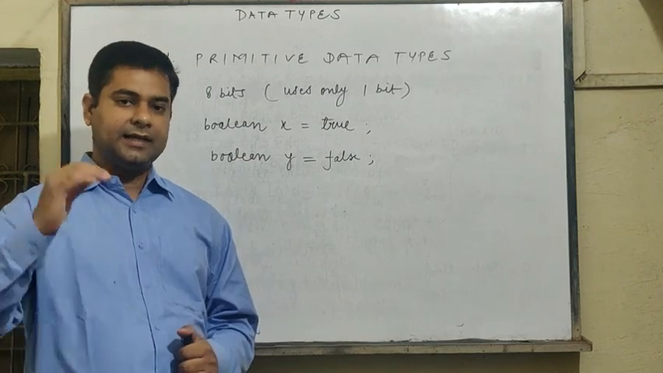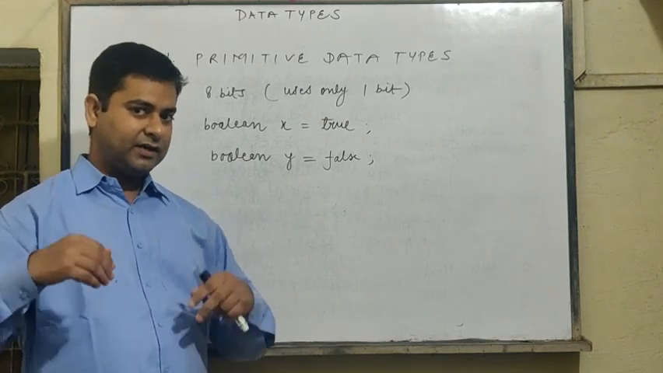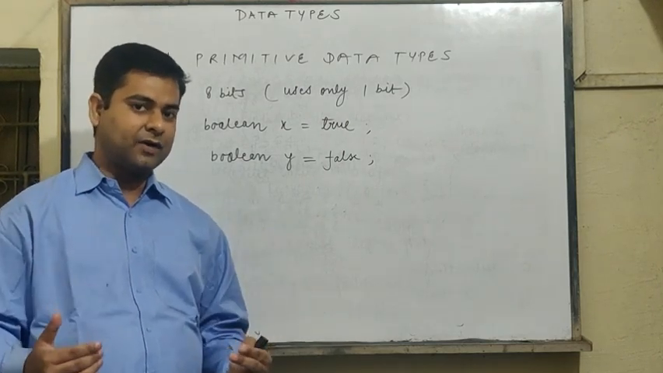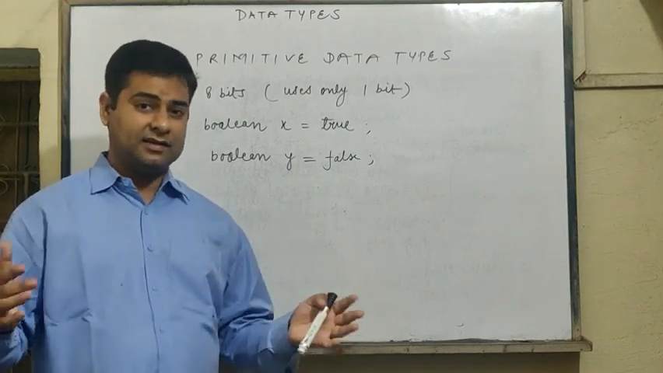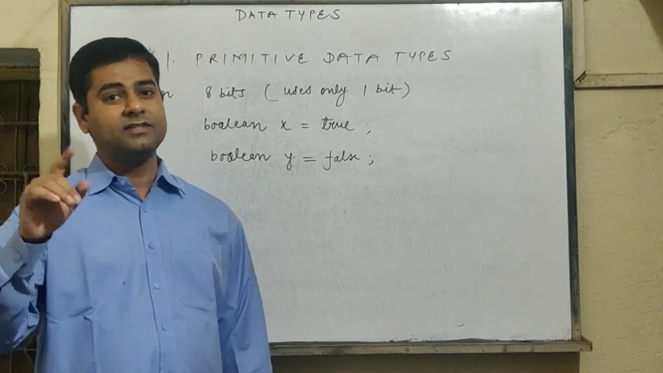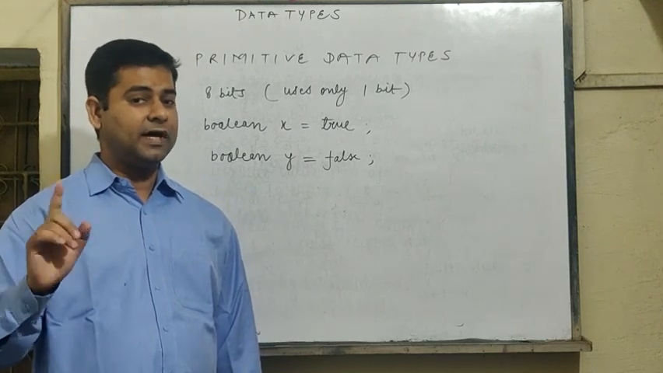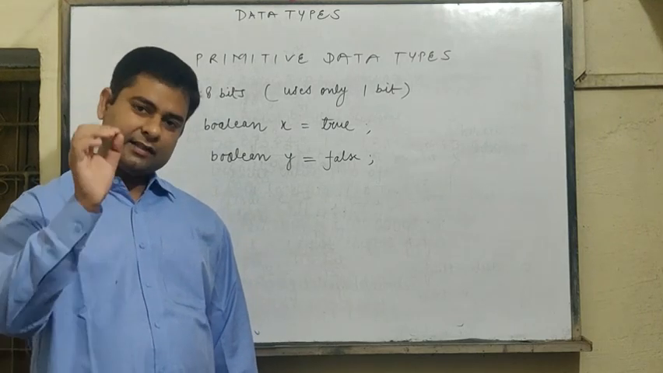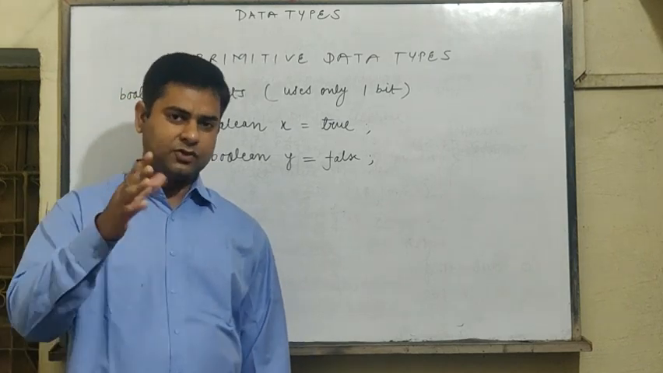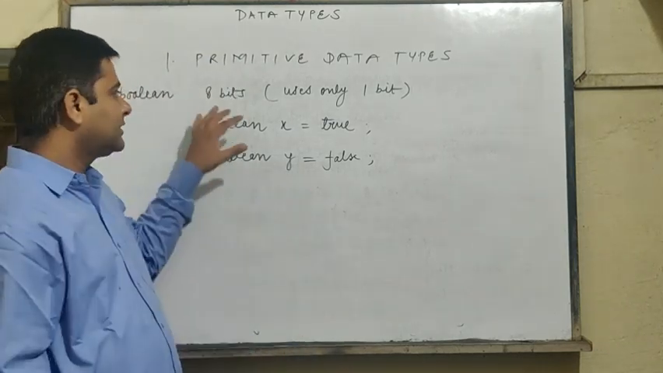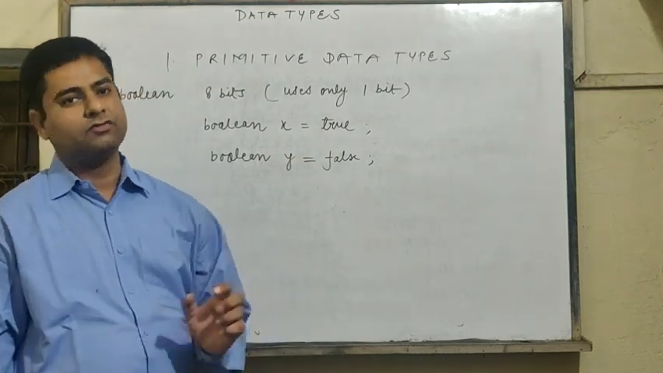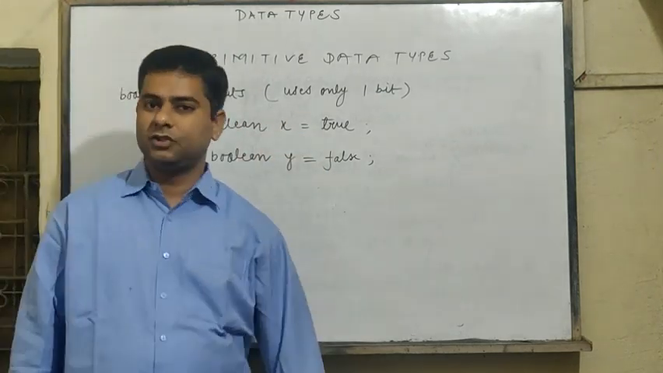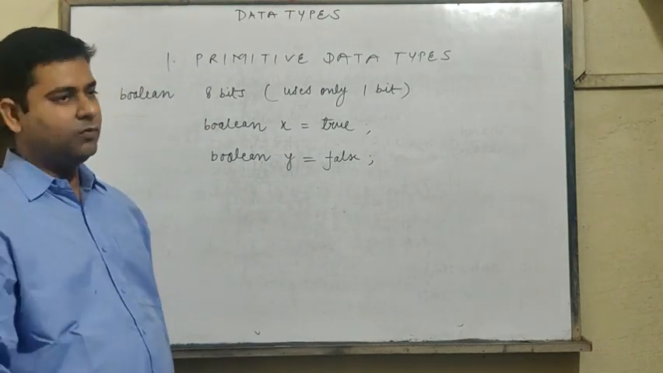The reason is, in Java, when the user is making the program, he or she can write true or false. But in the computer's circuit, it takes 1 for true and 0 for false. So in that particular case, it uses only 1 bit. When you are asked a question on the size of the Boolean data type, you can write 8 bits; it assumes 8 bits and uses only 1 bit.